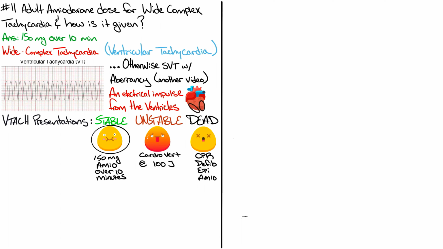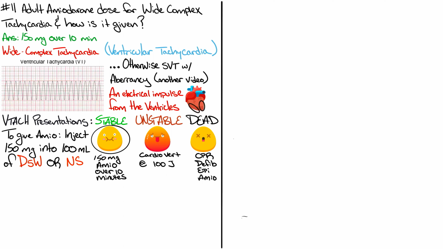10 minutes. In order to give amiodarone over 10 minutes, typically it's injected into a 100 ml bag of normal saline or D5W, that is 5% dextrose in water. Then using a 15 drop set, that is a drip set that delivers 15 drops per milliliter, you're going to give 2 to 3 drops every second. This is going to give your 150 milligrams over a period of 10 minutes.